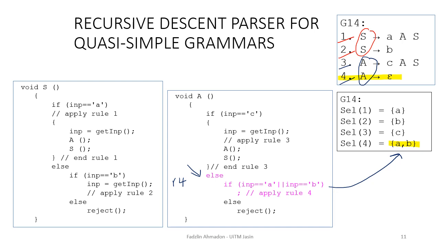In contrast to rule 3 over here, we handle terminal by calling the next input. But since rule 4 is a nullable rule, we do nothing and we signify that just by leaving a semicolon. And that's it for the recursive descent parser for quasi-simple grammar.